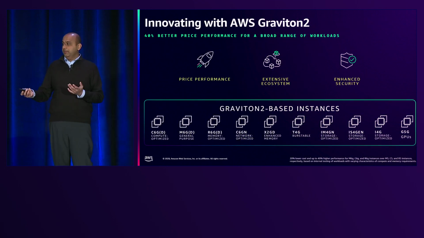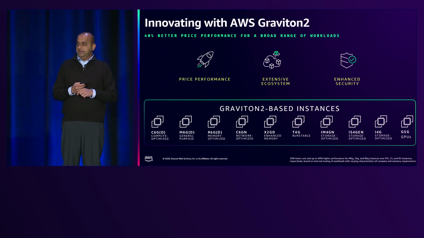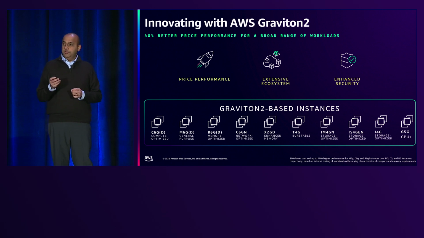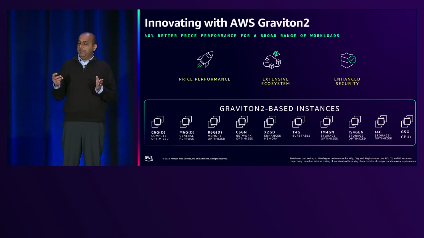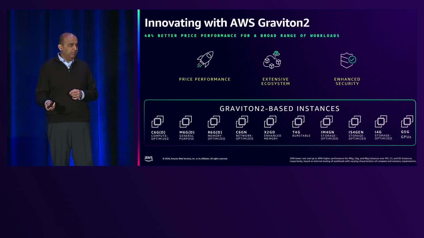Let's start taking a look at some of the generations. Starting with Graviton 2, we launched Graviton 2 in 2019 to deliver up to 40% better price performance over other comparable instances. And today we have 13 Graviton 2 instance types, covering workloads that are spanning compute, memory, general purpose, network, storage optimized, as well as GPU attached versions.